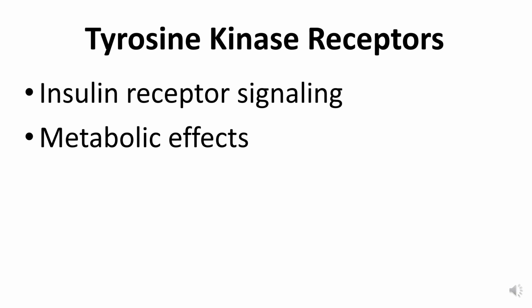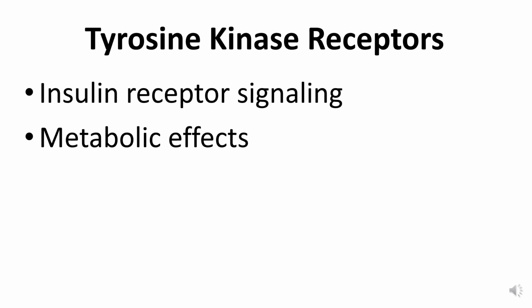These combined actions help lower blood glucose levels. That keeps energy balance stable throughout the body. Tyrosine kinase signaling is fast and highly organized. It allows cells to coordinate complex metabolic responses.